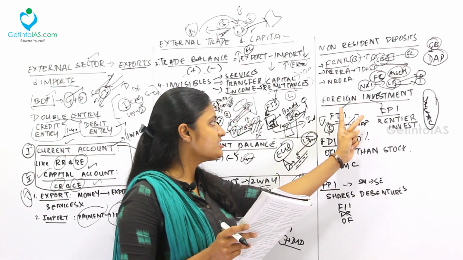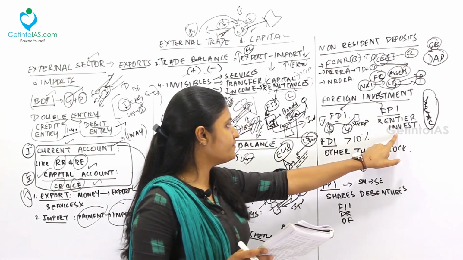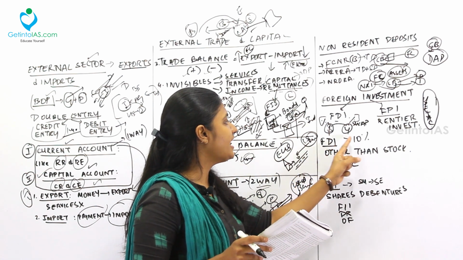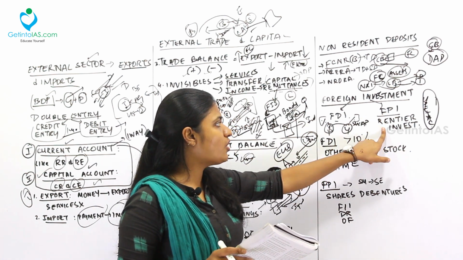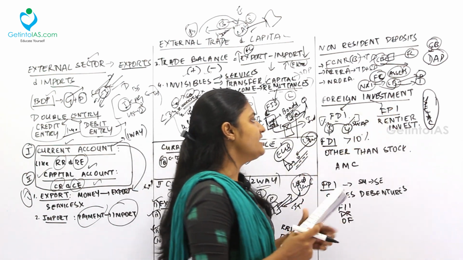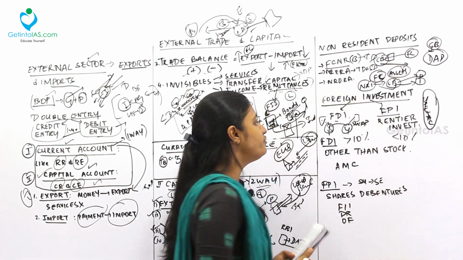See, foreign investment is divided into two: foreign direct investment and the foreign portfolio investment. So this foreign direct investment means any investment greater than 10% is called as FDI. FPI is otherwise called as rentier investment. Okay, rentier investment, and any investment less than 10% is termed to be foreign portfolio investment.